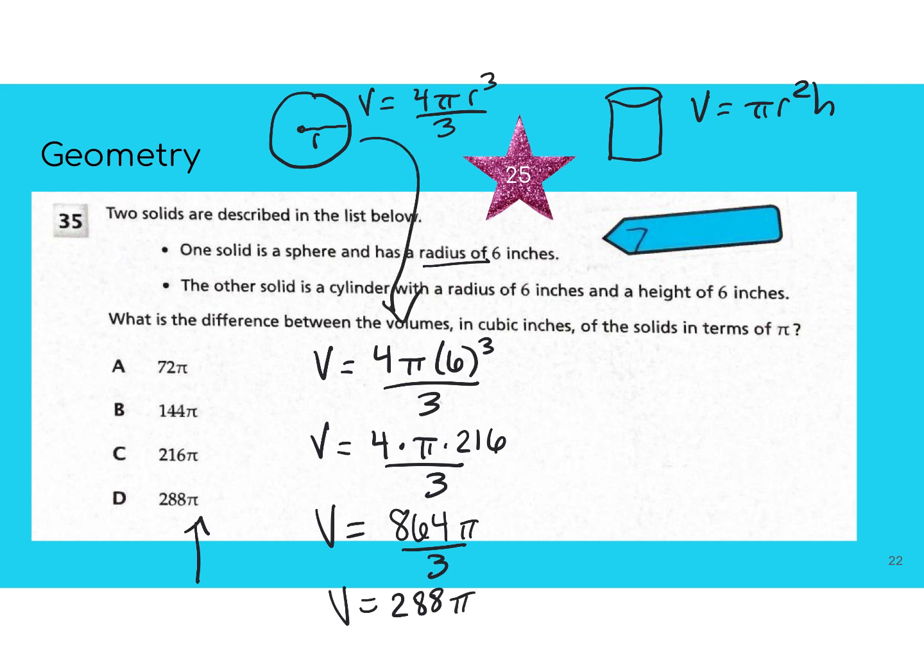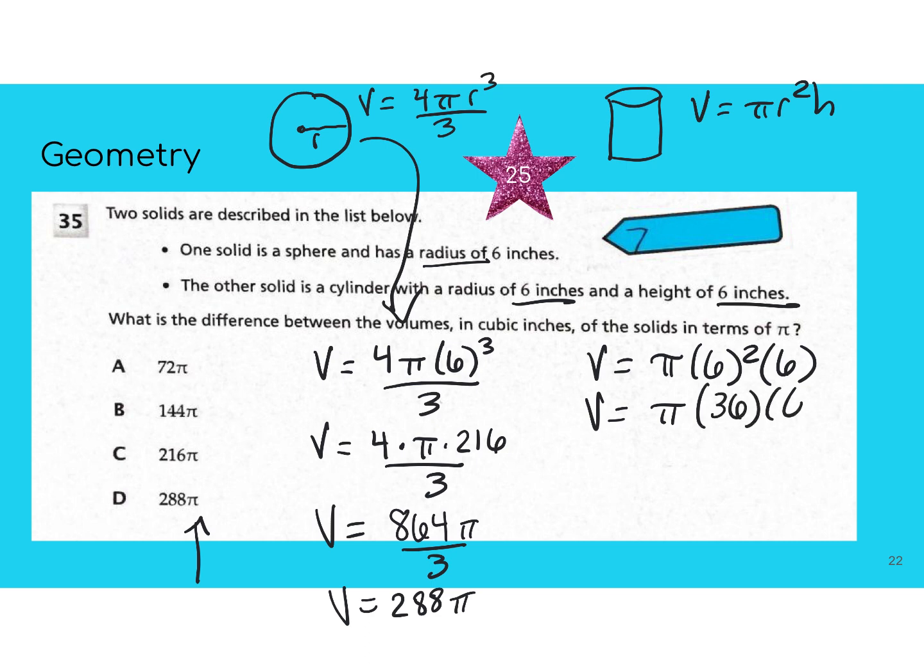For the cylinder, it says a radius of 6 inches and a height of 6 inches. So your volume is pi radius squared times height. So volume is pi times 36 times 6. 36 times 6 gives you 216 pi.